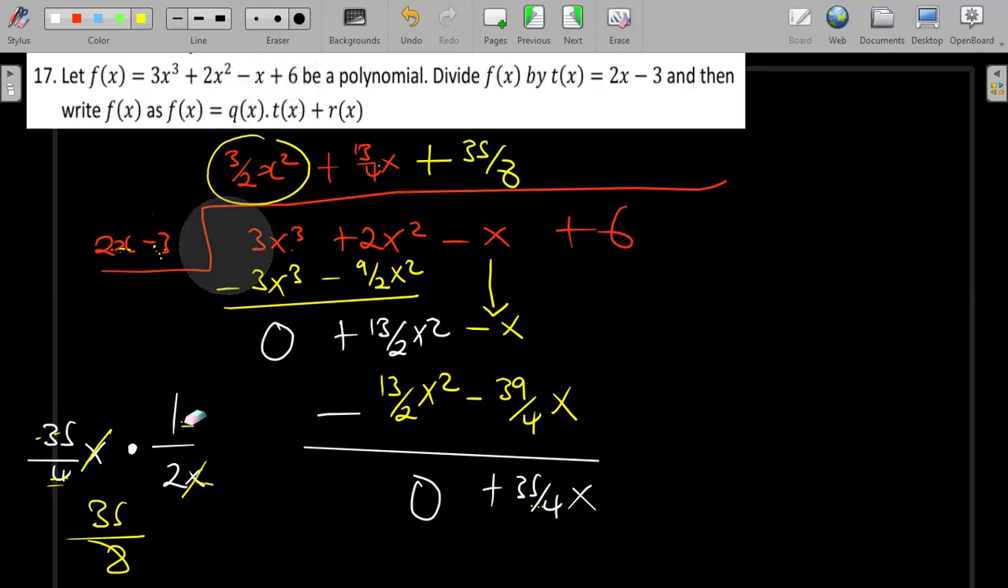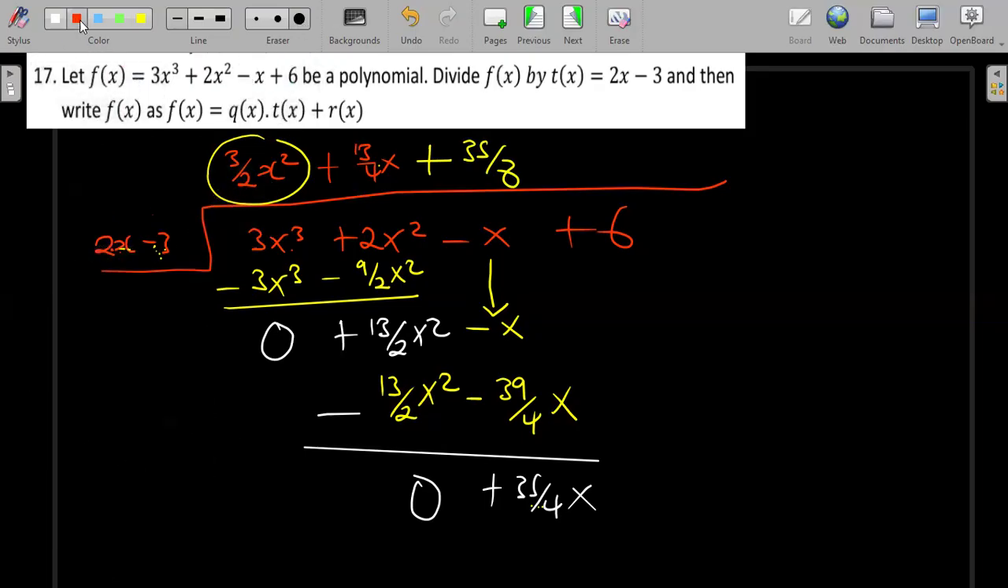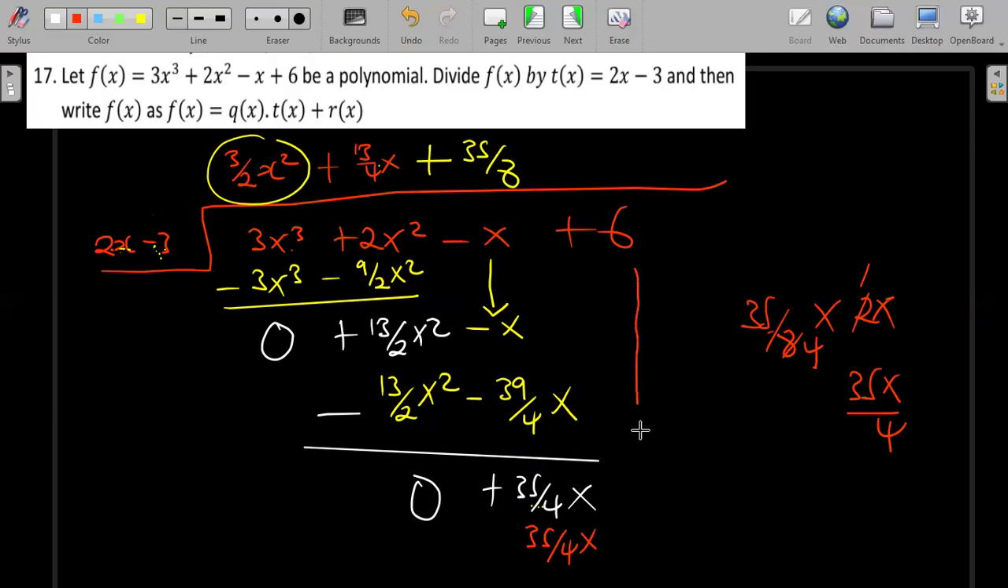Okay, and then from there, we just have to multiply now. This 35 over 8 multiplied by this 2x. So 35 over 8 multiplied by 2x. So 2 there, 1, and then 2 there, 4. So what we have there is 35x over 4. So I'm going to write here 35 over 4 and then x. Then I can drop down this guy here, which is plus 6.